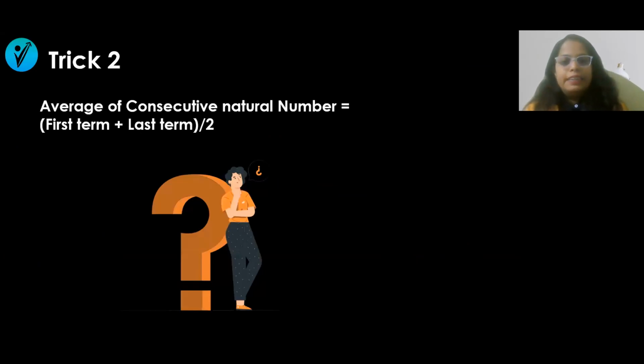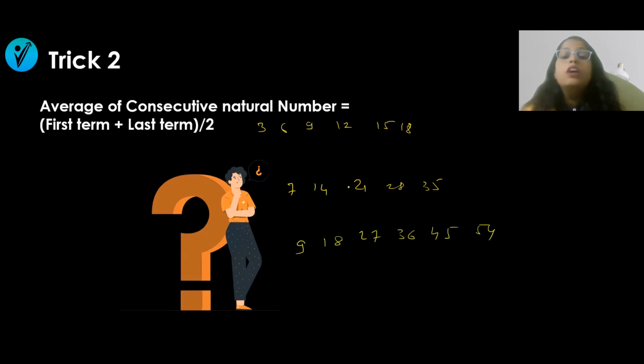So here is your second trick, and this trick is for what? Average of consecutive natural numbers. Consecutive natural numbers means it is not necessary that those are 1, 2, 3, 4, but it should be consecutive. It can be like 3, 6, 9, 12, 15, 18, or like 7, 14, 21, 28, 35. It can be like 9, 18, 27, 36, 45, 54. Consecutive numbers means the difference between these numbers is the same. This difference is 7, so the difference should be the same. Then we call those consecutive natural numbers.